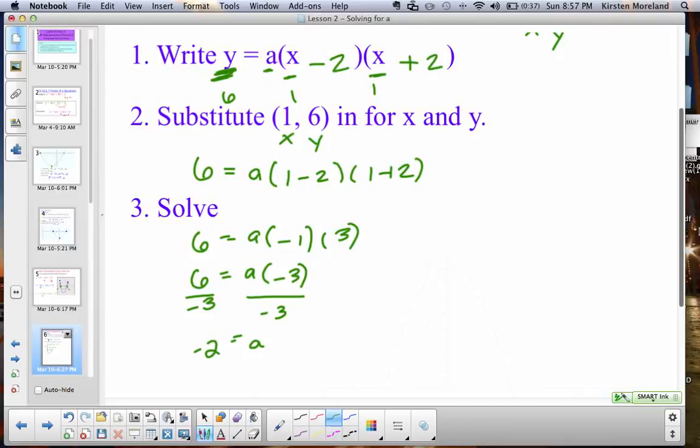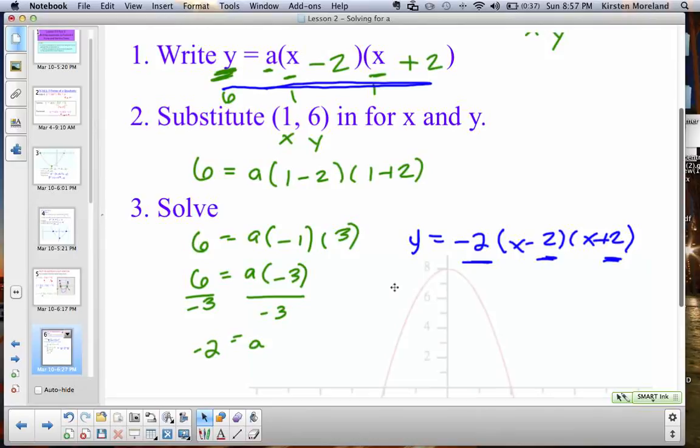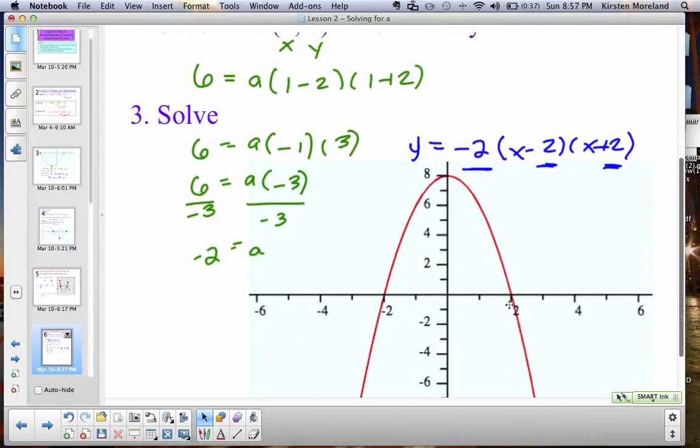So now I go back to my original equation, which was right here, and I write it out. y equals, now I know a is negative 2, so I have negative 2 times (x minus 2)(x plus 2). Now what this says to me is I have a root at positive 2 and a root at negative 2. And I also have a stretch factor of negative 2, which means it's going to open down, and that 2 is going to make it a little bit narrower than our standard graph. So here's what the graph would look like. I already have it in here. Again, roots at negative 2 and 2 are zeros. It's opening down, and it's a little bit narrower than a normal parabola.